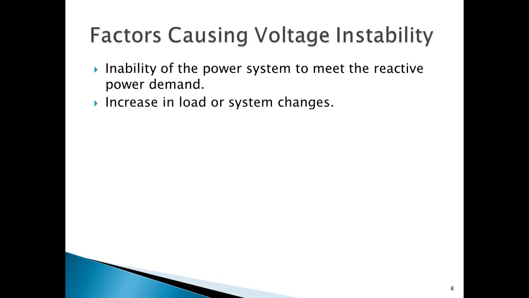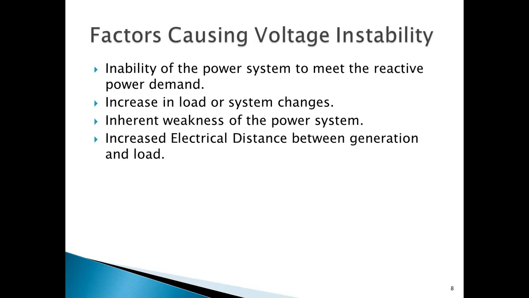The next factor is increase in load or system changes. Voltage instability is driven by load. So it is otherwise called load stability, because load determines the voltage stability. Inherent weakness of the power system is also one of the factors causing voltage instability. Increased electrical distance between generation and load causes a large voltage drop, because of which voltage instability results.